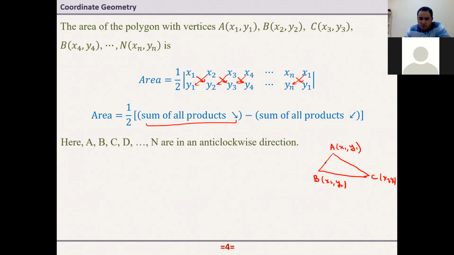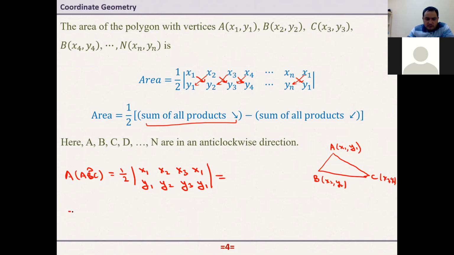The question is, if you know the coordinates of the vertices of this triangle, how do you calculate using this formula? The area of this triangle ABC, just write it as 1/2. And here we have a vertical line. Just write here the coordinates starting with x sub 1, then x sub 2, and x sub 3, and then the first coordinate again. And here we have y sub 1, y sub 2, y sub 3, and y sub 1 again.